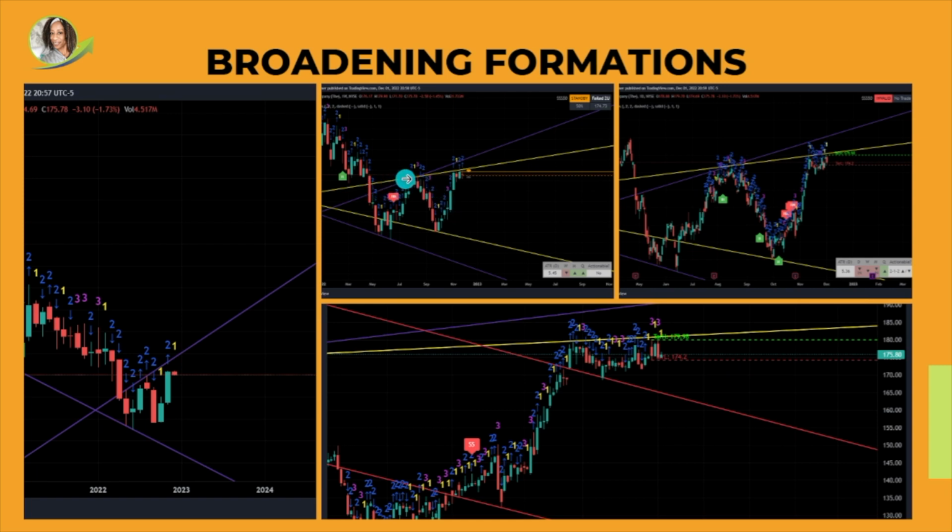So my purple one is already here on the month, but I wanted to draw a shorter weekly broadening formation that was created here. Once they took them out, I drew that broadening formation. Why? Because we want to see, since it took them out, does it have strength to continue, or is it going to come back down? So that's your weekly one.